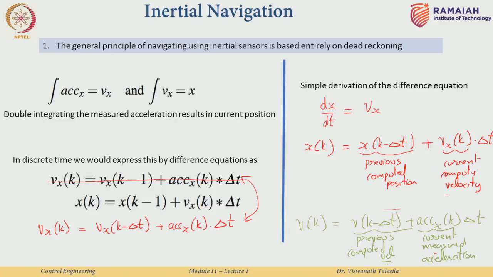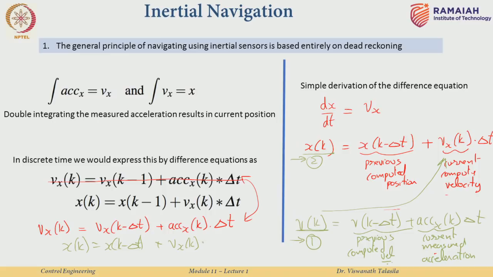So this would be step one, this would be step two. You first compute the velocity based on the previous known velocity and the current acceleration, then having the value of this velocity, you plug this into this equation for computing the position. So the current position is equal to the previous computed position plus the current computed velocity times delta t, and that is basically this expression over here. So this will just be x of k equal to x of k minus delta t plus the velocity computed at time k times delta t.